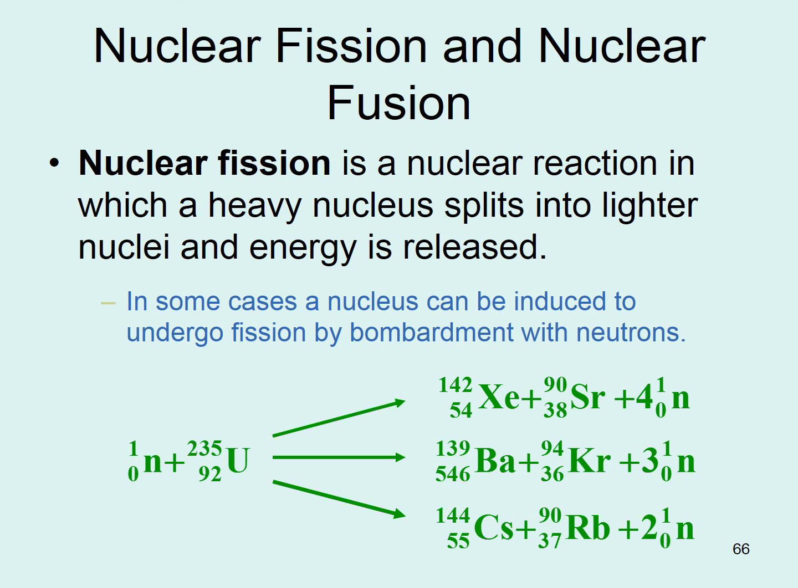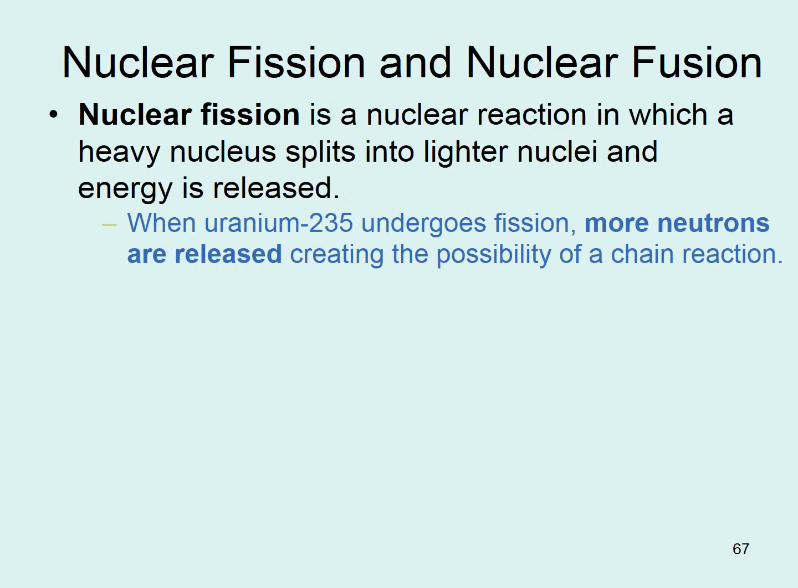So it could break into xenon and strontium, with the 38 and 54. It could break apart into barium and krypton. It could break up into cesium and rubidium. Notice that all of these have neutrons that are also released, and so we'll see in the coming slide that they can trigger more reactions. So more and more neutrons are released, creating the possibility of a chain reaction.